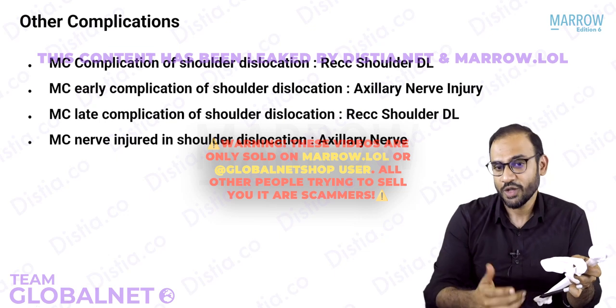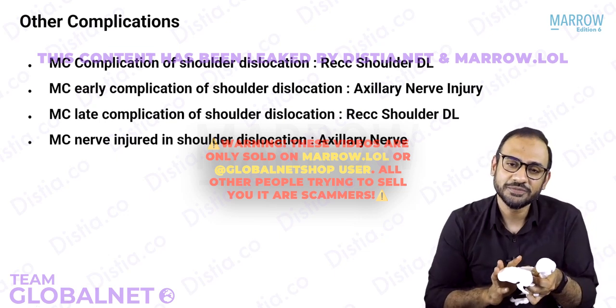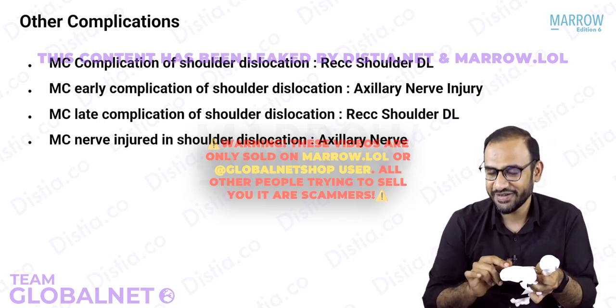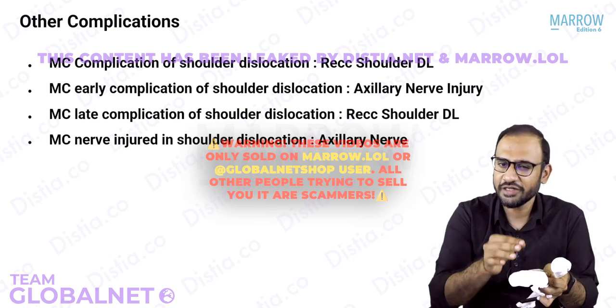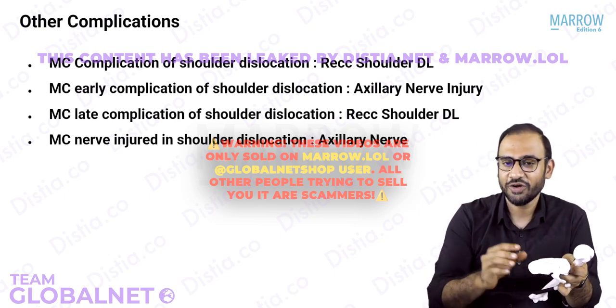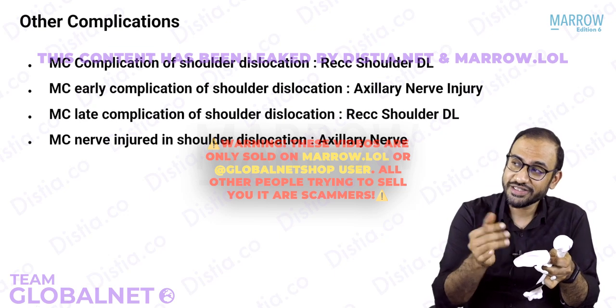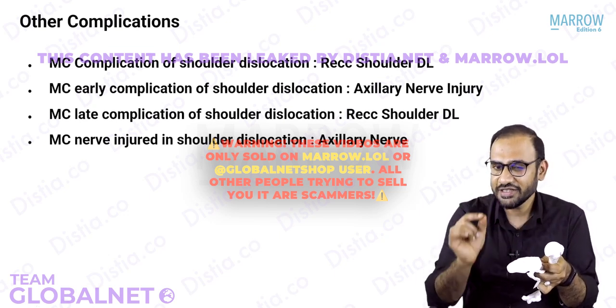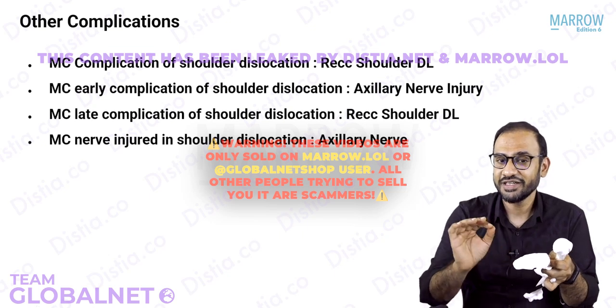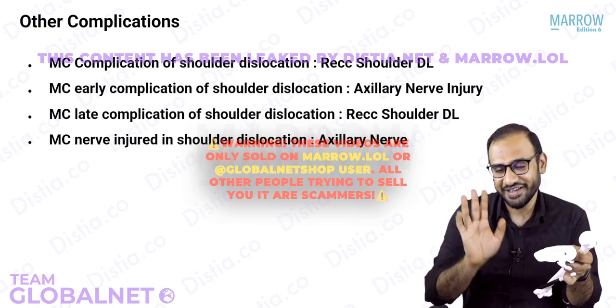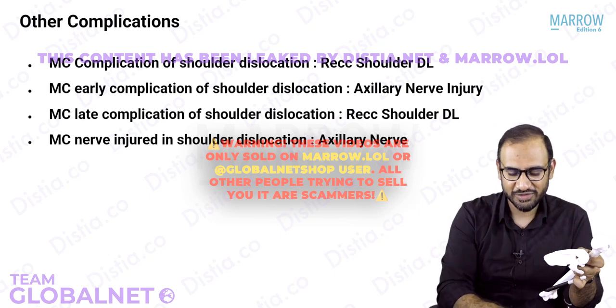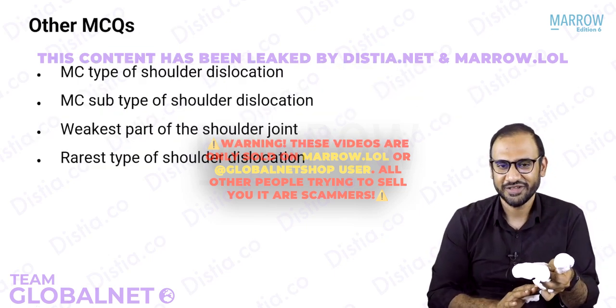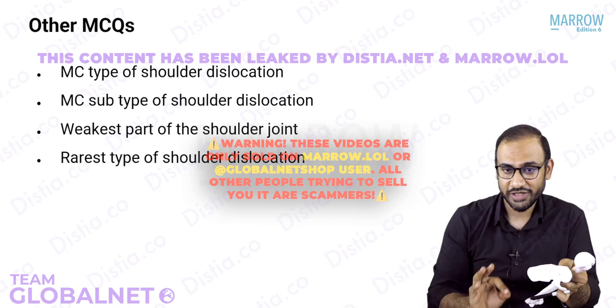Quick review also. What is the most common type of shoulder dislocation? Anterior. Very good. Most common subtype of anterior shoulder dislocation? Subcoracoid. Yes. The shoulder joint is weakest where? Inferior. Very good. And the rarest type of shoulder dislocation is inferior. Okay? Rarest type is inferior. Four extra MCQs that you can write down. So that completes our anterior shoulder dislocation.